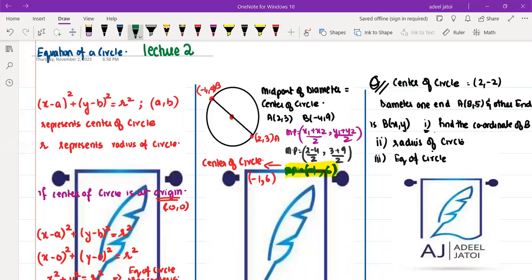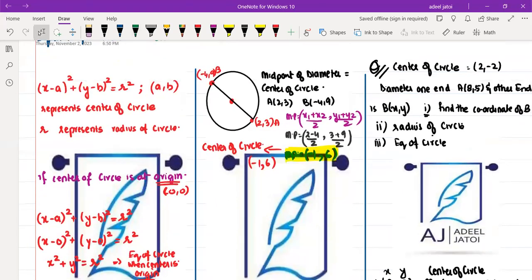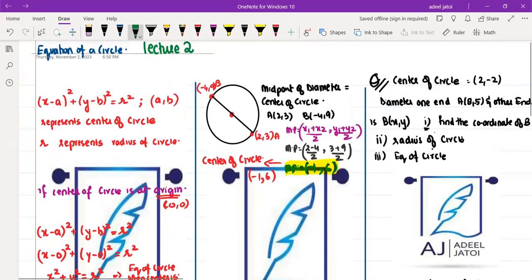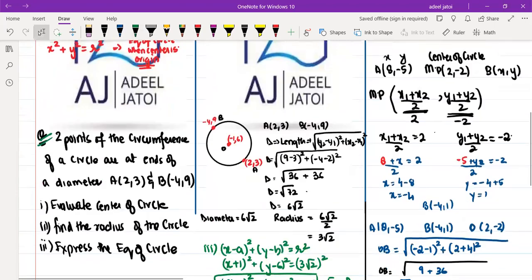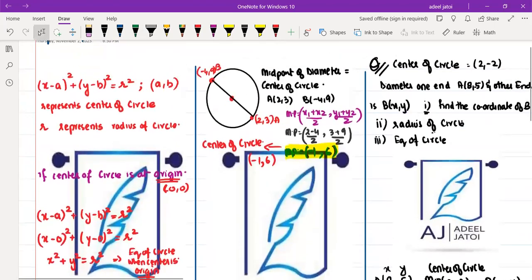Equation of circle, lecture 2. In lecture 1, we started off with the center of a circle, knowing that (a, b) is the center, and we got the equation of the circle in the form (x minus a) whole square plus (y minus b) whole square is equal to r square. We made sure that we did 3 examples.